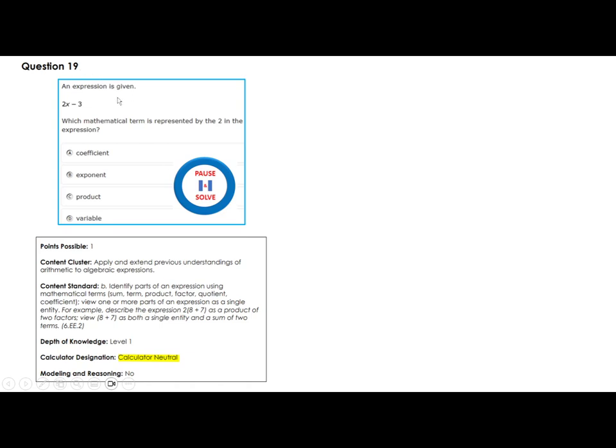An expression is given, 2x minus 3. Which mathematical term is represented by the 2 in the expression? This 2 is the coefficient. X is the variable. Okay? So that's the coefficient. It's not exponent, it's not product, it's not variable. X is the variable. If this was an X, then you answer variable.